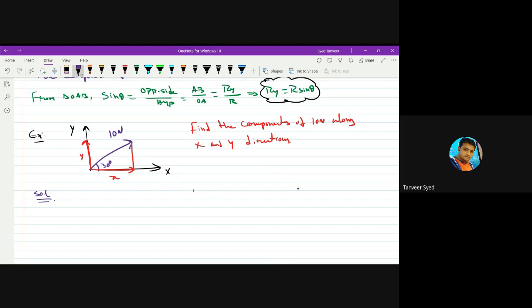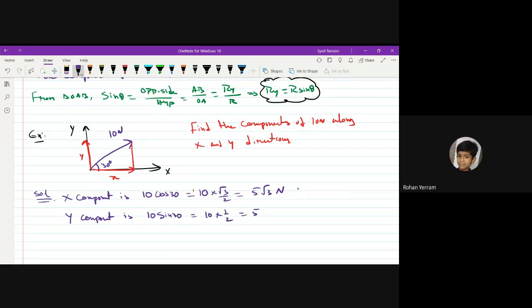So the X component is R cos theta. Sir, isn't the X component cos theta? Yes. So 10 cos 30, where cos 30 is root 3 by 2. 10 into root 3 by 2 is 5 root 3 Newton. And the Y component, the vertical component, is 10 sine 30, which is 10 into 1 by 2, which is 5 Newton.